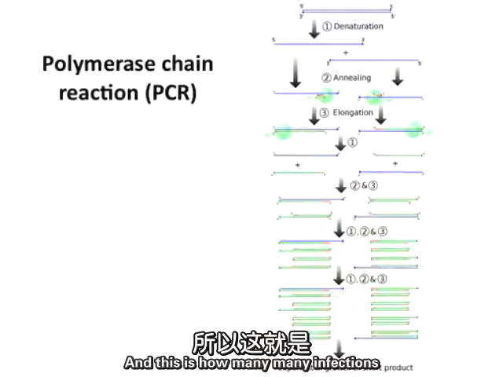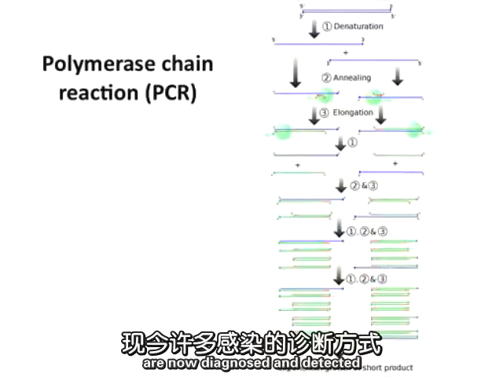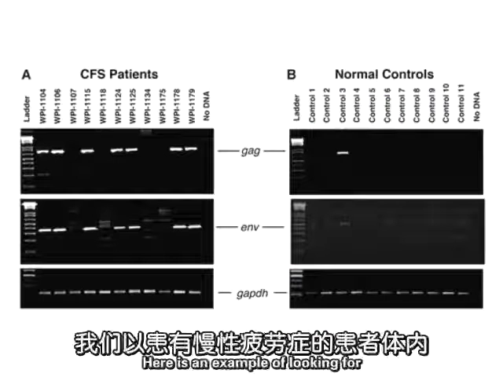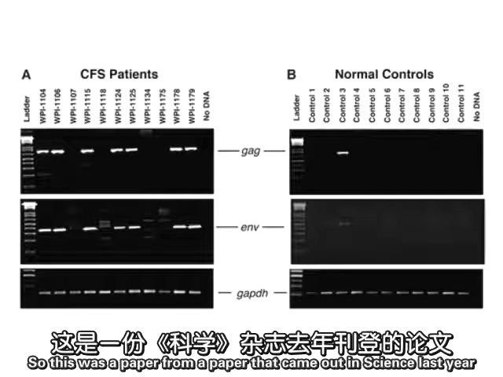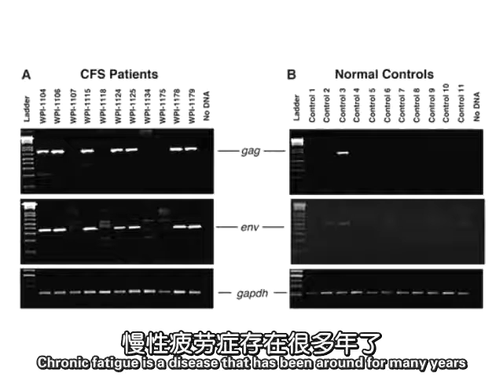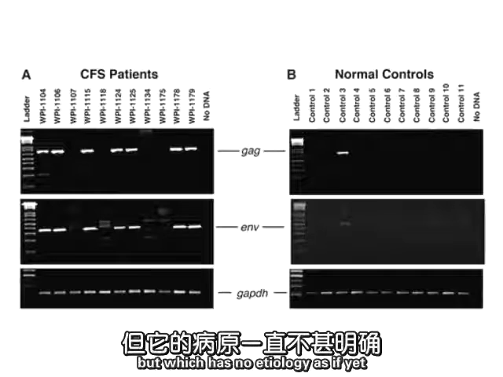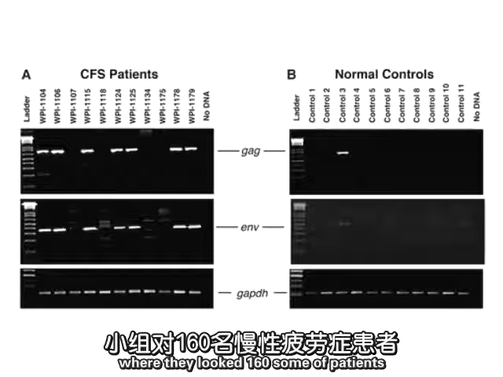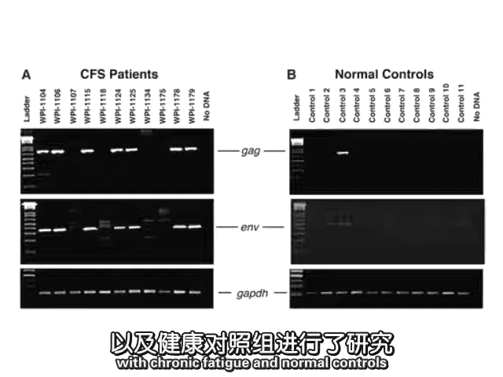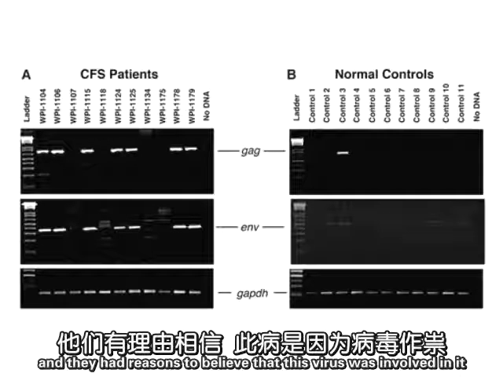And this is how many, many infections are now diagnosed and detected. Here's an example of looking for this virus XMRV in chronic fatigue patients. So this was a paper that came out in Science last year. Chronic fatigue is a disease that's been around for many years, but which has no known etiology as of yet. And this group published a paper where they looked at 160 some odd patients with chronic fatigue and normal controls. And they had a reason to believe that this virus was involved in it.